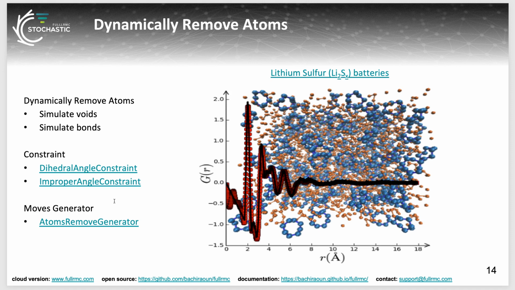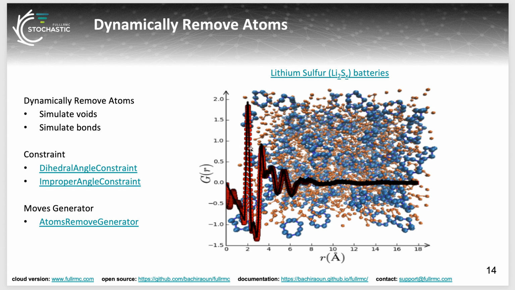All right. Finally, maybe this is gonna be the last example I'll be showing here. This shows you how to dynamically remove atoms. I'm not gonna throw here code that would be part of the examples that are provided in fullRMC, but this is another battery material where we have rings of sulfur. That's a lithium sulfur battery.